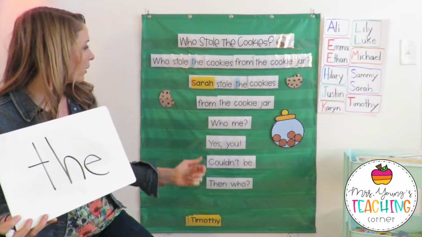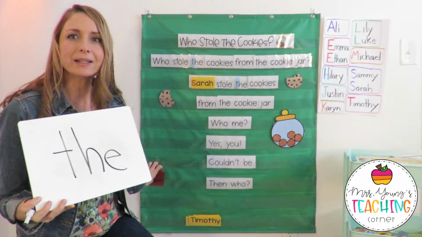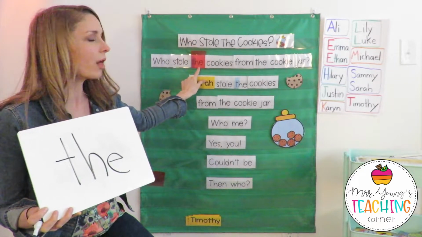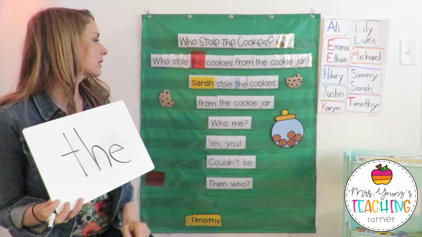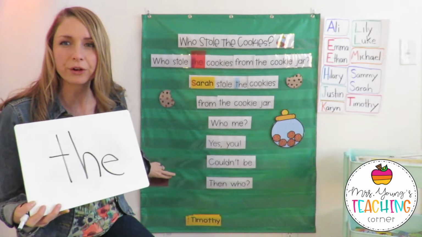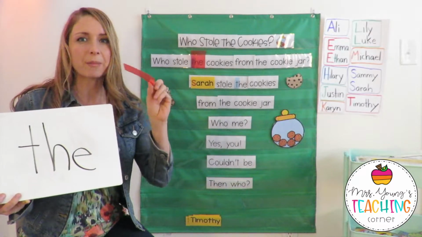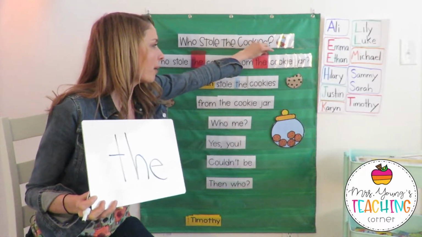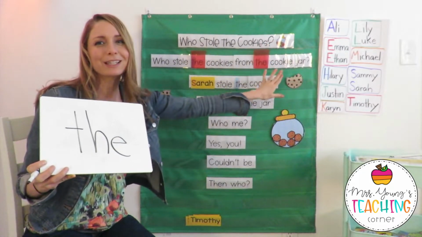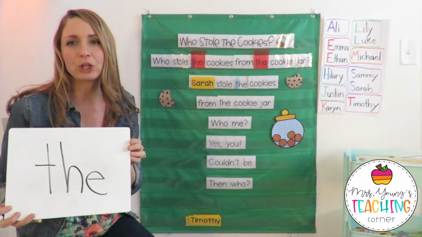Let's see, where is the word the in our poem? Oh, I see one right up here in the first sentence. Who stole the cookies? Can someone else come up and find another the? There's a couple of them in our poem. And then I'll call a friend up and hand them one and they'll come up and find it. If they're struggling, I'll say it's somewhere around here, and I'll help them. And I'll show them the word again and have them look closer.